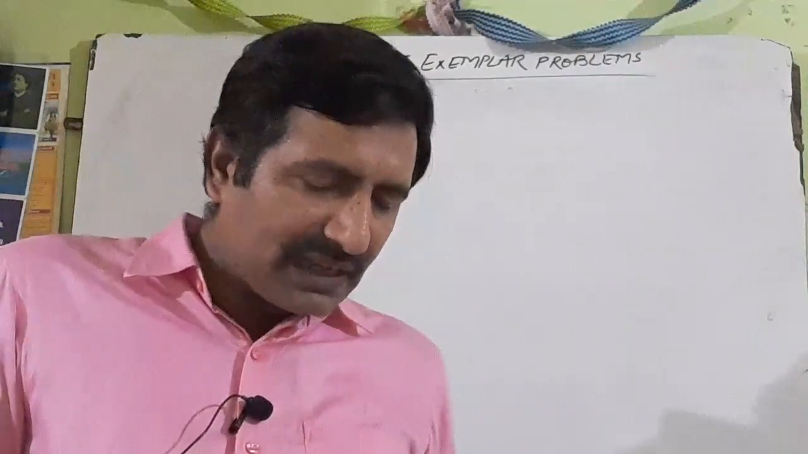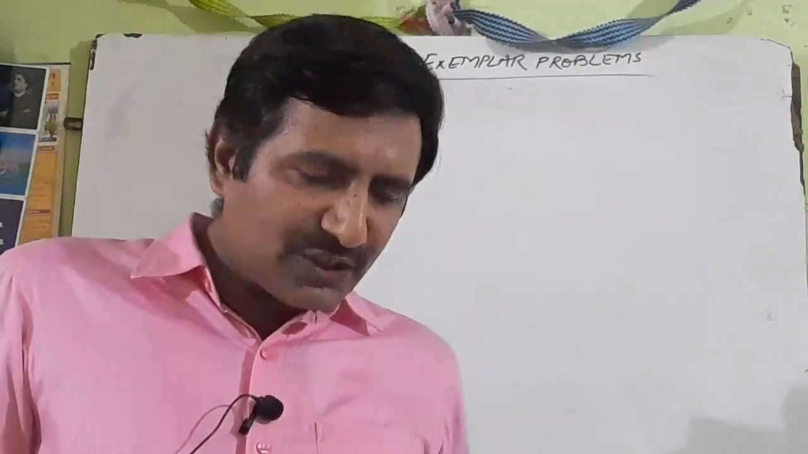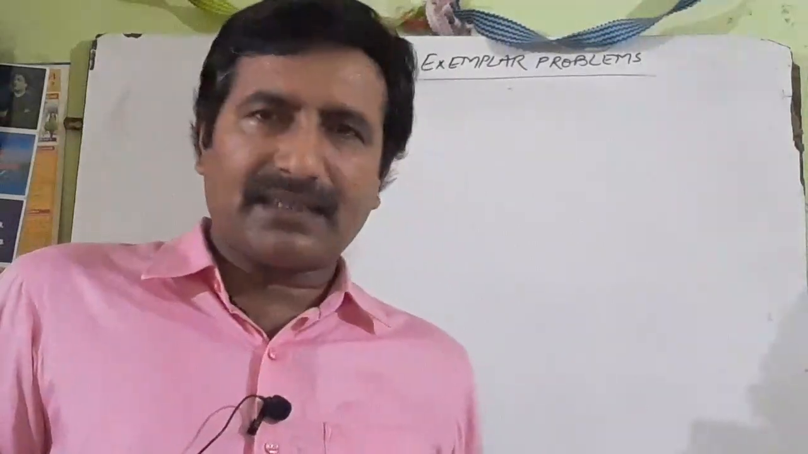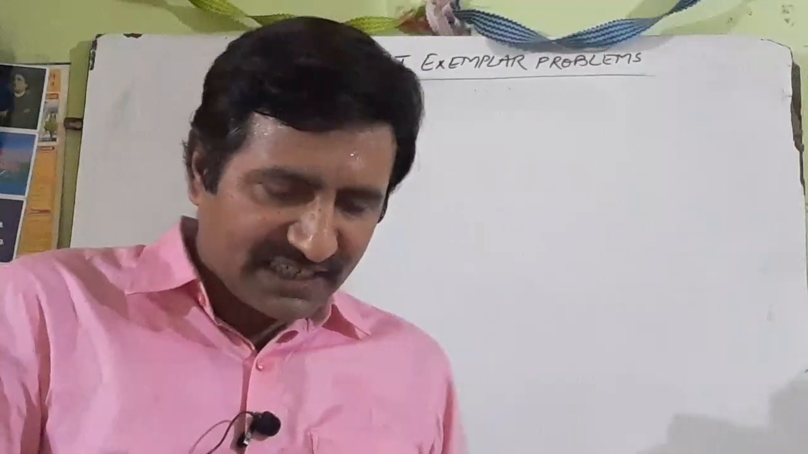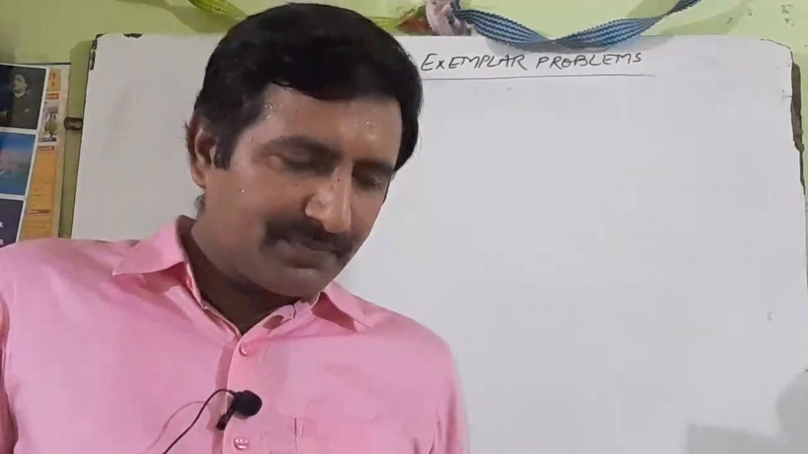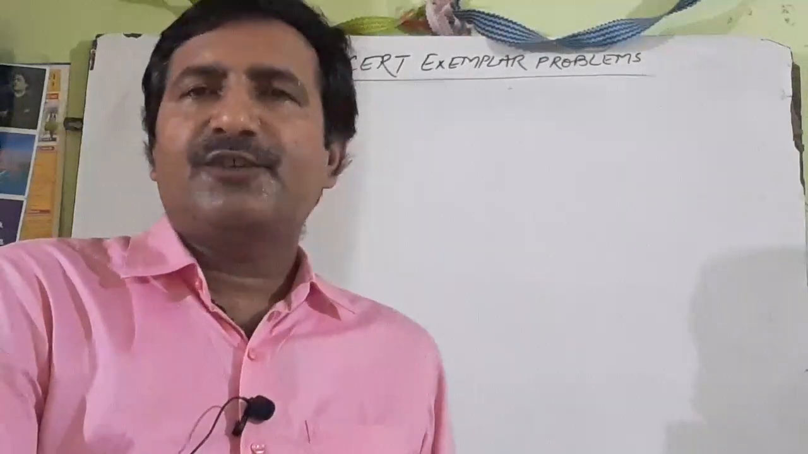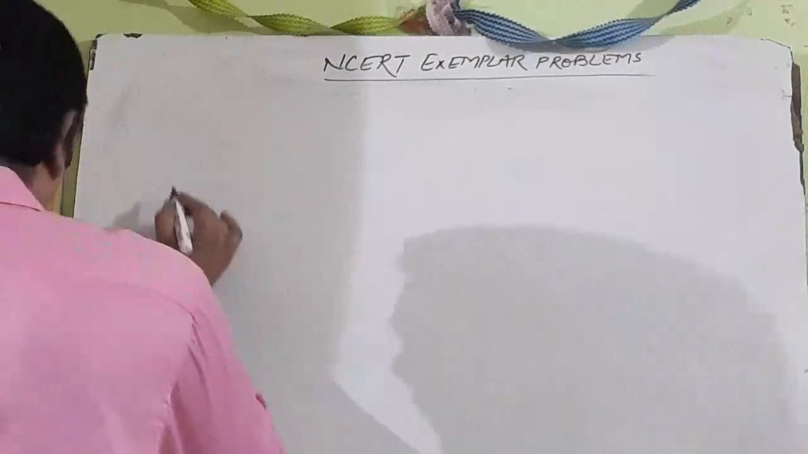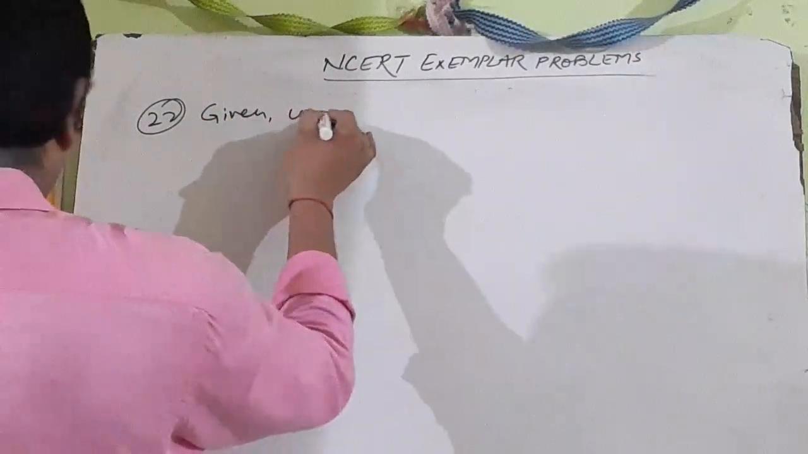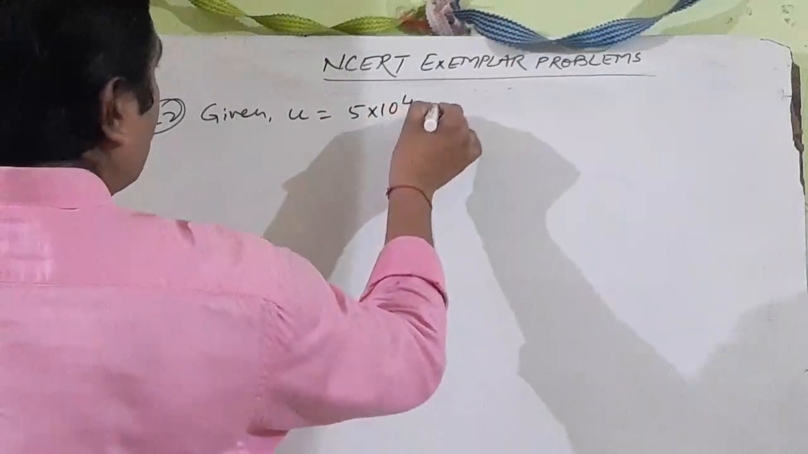An electron moving with a velocity of 5 into 10 power 4 meter per second enters into a uniform electric field and acquires a uniform acceleration of 10 power 4 meter per second square in the direction of its initial motion. So there is an electron which is moving with velocity of 5 into 10 power 4 meter per second. So this is initial velocity. Question number 22. Initial velocity means u is equal to 5 into 10 power 4 meter per second.